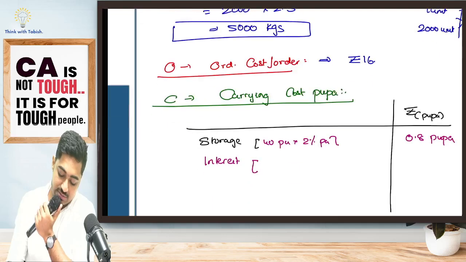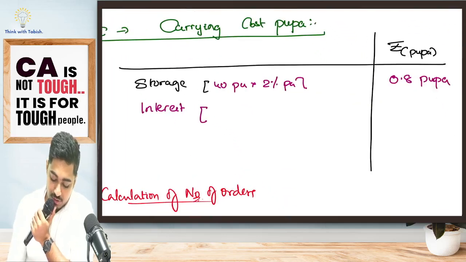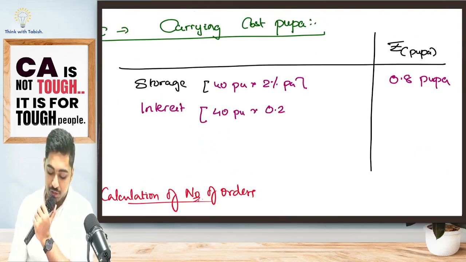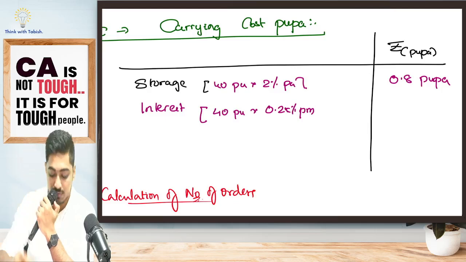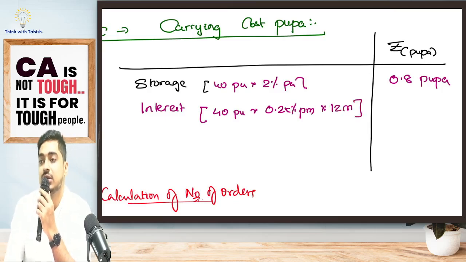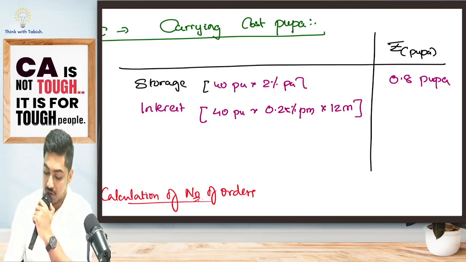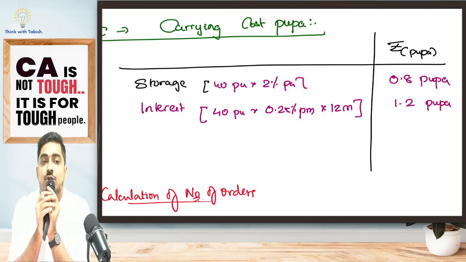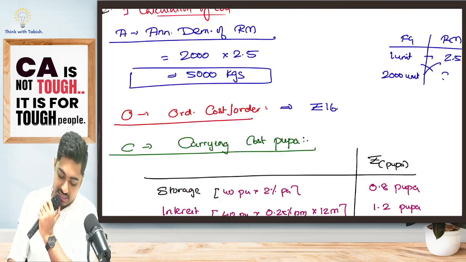So in simple terms, look at this, boss. It is 40 rupees per unit into 0.25 percentage per month. But I don't want per month, boss. I want per annum, into 12 months. How much are you getting? Can you guys give me a confirmation? 1.2 pupa. Yes or no, everyone? Is this clear? Okay, boss. What is the next item that we are having?